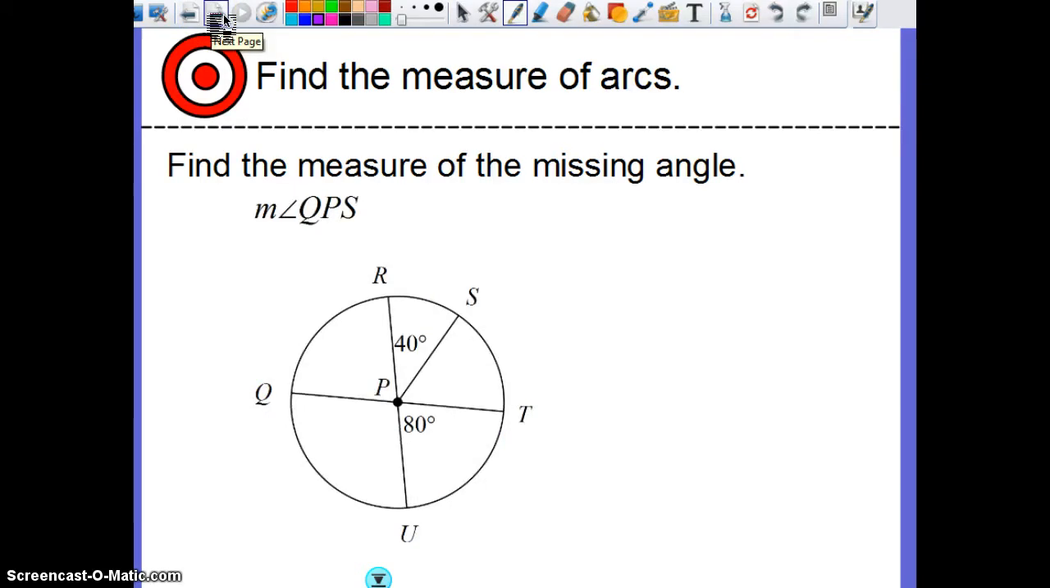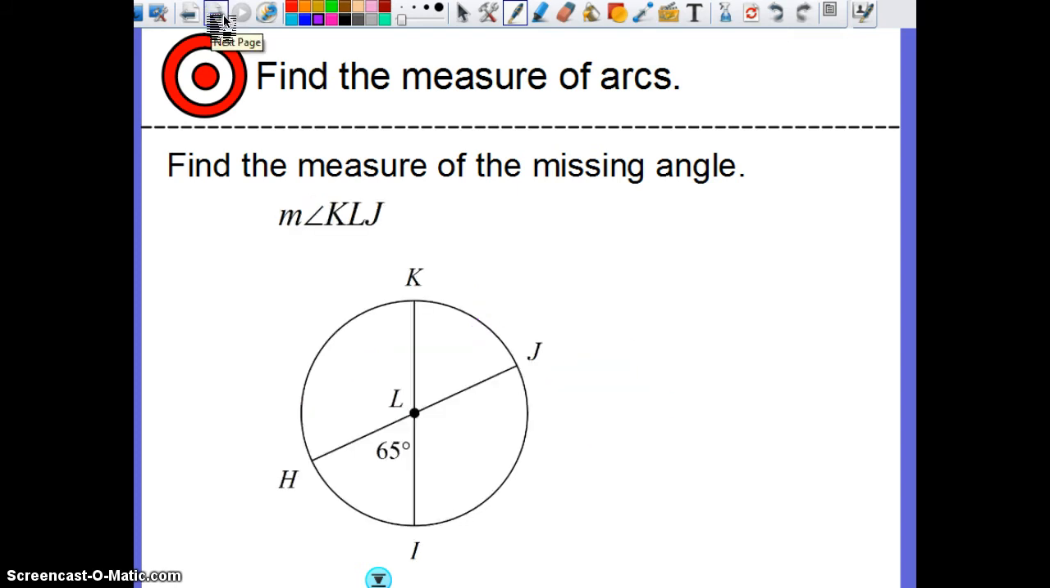All right, what about this one? So I need angle QPS. Angle QPS, like that. Well, I know this angle's 40. Ooh, looky here. I have some vertical angles going on right here. So this angle is 80. This angle would also be 80 degrees. So I can do 80 plus 40 gives me 120. Yay!